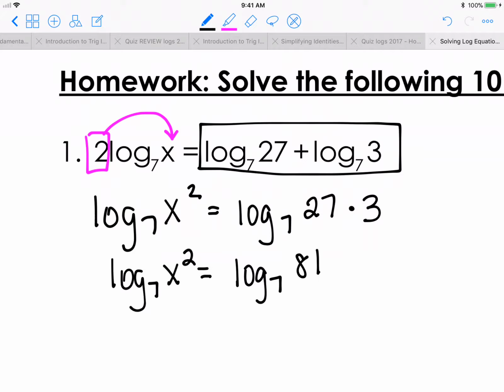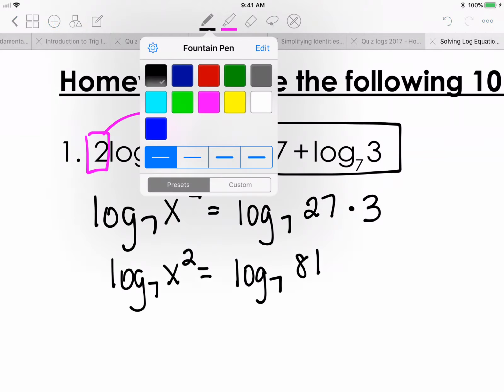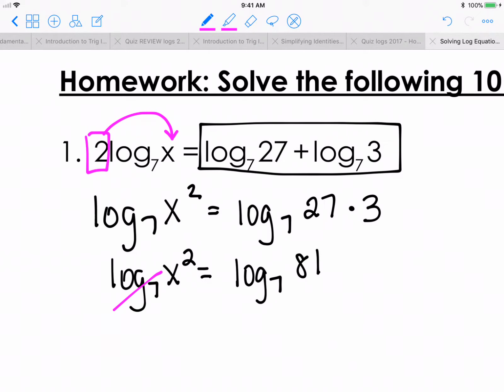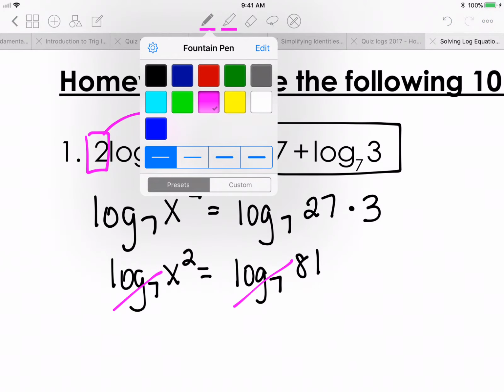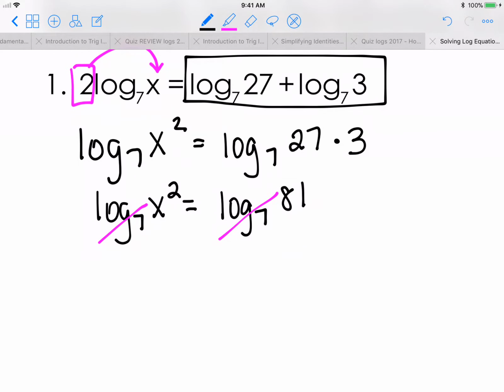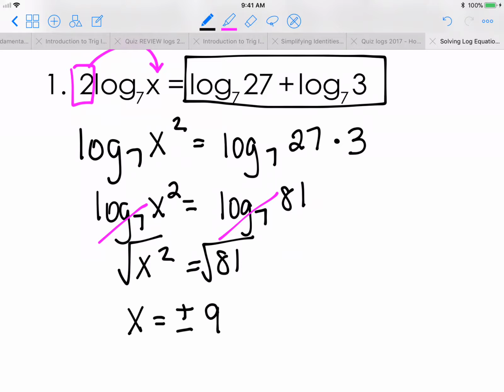So now at this point we have logs on both sides with the same base. So we can cancel the log base 7 and just set the insides equal to each other. So we have x squared is equal to 81. Well, now how do we solve for x? Well, we can square root both sides and we get x is equal to, don't forget when you take the square root of something, it's plus or minus that square root of 81. So the square root of 81 is 9.